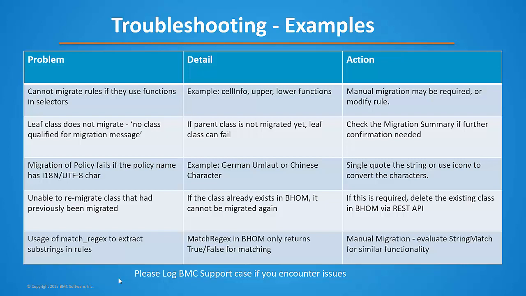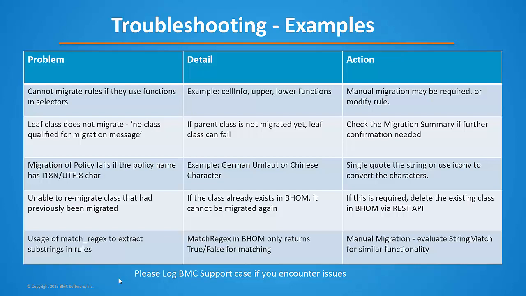Another item is the migration of policy would fail if the policy name has an I18N or a UTF-8 character, for example, a German umlaut or a Chinese character in it. In those scenarios, you'll want to single quote the string in the policy name, or use iconv to convert the characters. And if you still have any problems with that, then log a support case. When you do log a support case, you'd always want to provide the cell KB that you're working on migrating, along with the event_migration.log file that I had mentioned previously.